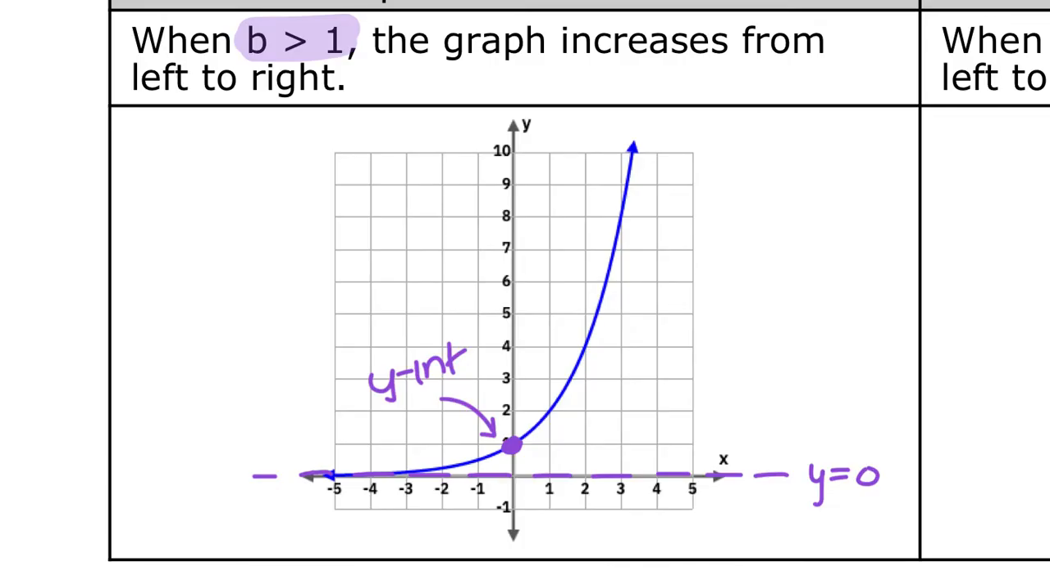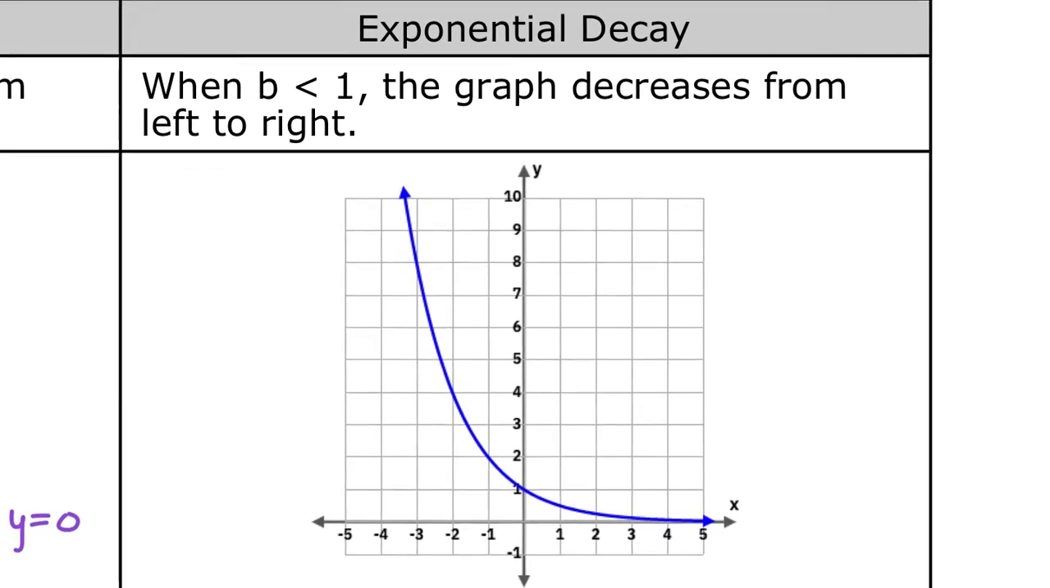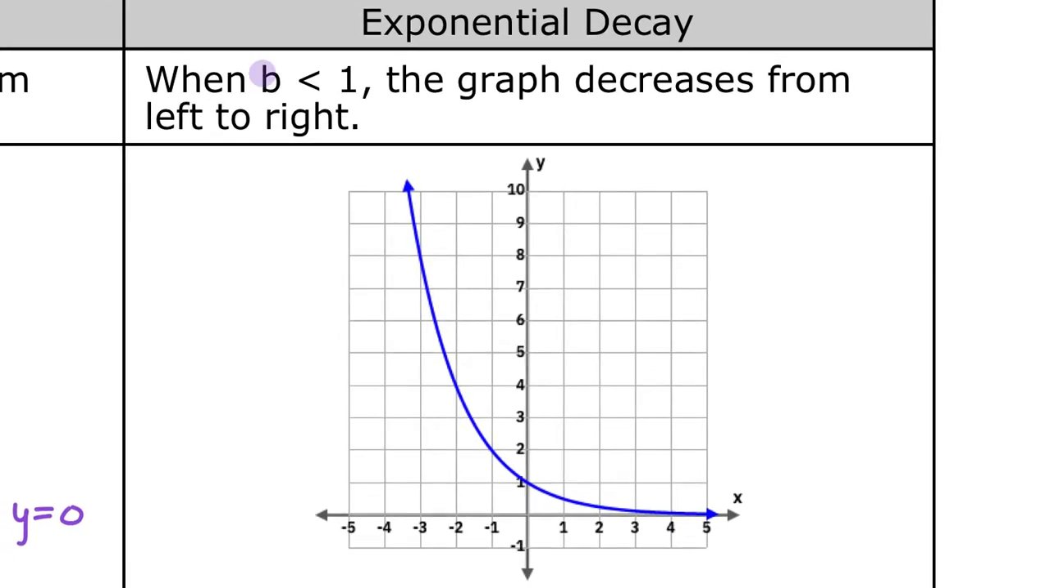But we said there's two types. So the other type is exponential decay. So when b is less than 1, so 2/3, 1/4, 1/2, 0.75, things that are smaller than 1, the graph is going to decrease from left to right. So see how it's getting smaller? And it still has the y-intercept. And then it still has our horizontal asymptote at y equals 0.